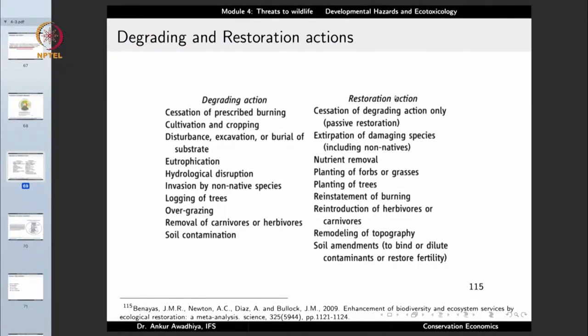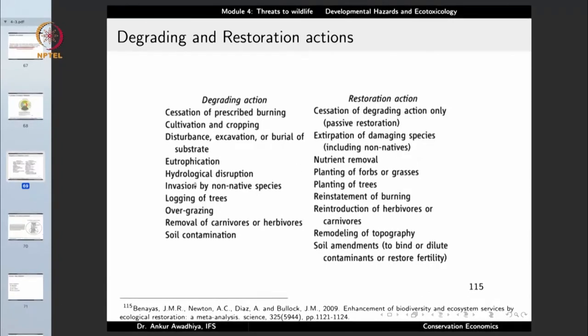Restoration actions could include things such as cessation of the degrading action. So in case you were doing, say, poaching in an area, then a restoration action would be to give up poaching. But this is a passive restoration. In the case of active restoration, you will also reintroduce the animals into this area to make up for the population loss. Another action is extirpation of the damaging species. So if there is a non-native invasive species, you will remove that species. So that will be a restoring action that will help the system come back to normal more quickly.